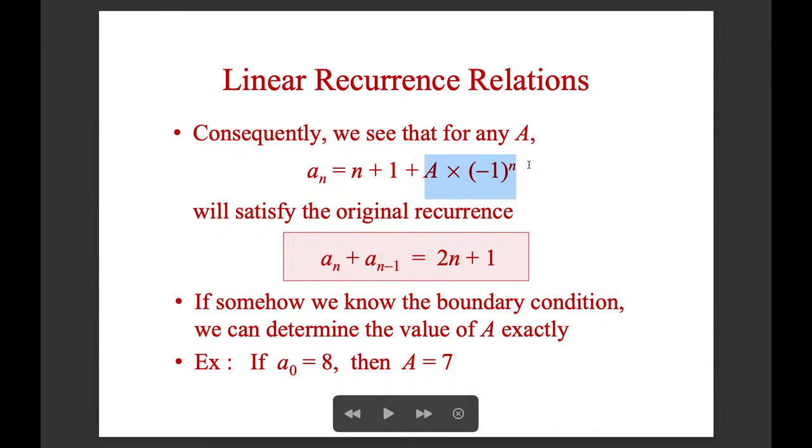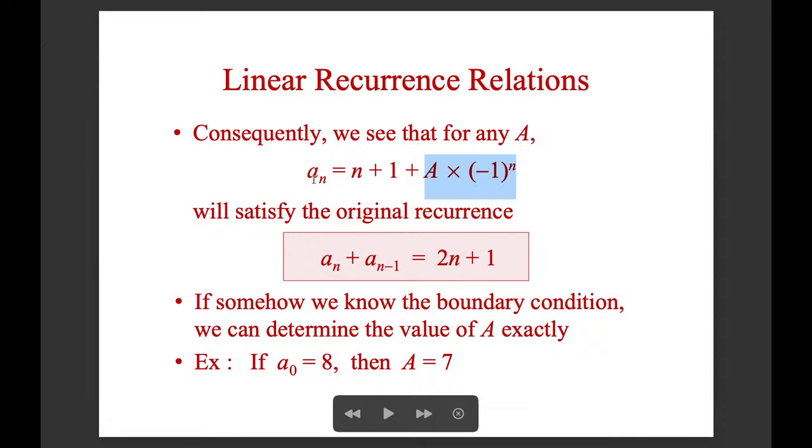So by adding this part, you will not affect the balance between the left-hand side and the right-hand side. If I have a particular solution for the original recurrence, and I add a zero to both sides, then it will still be a correct solution for this case.